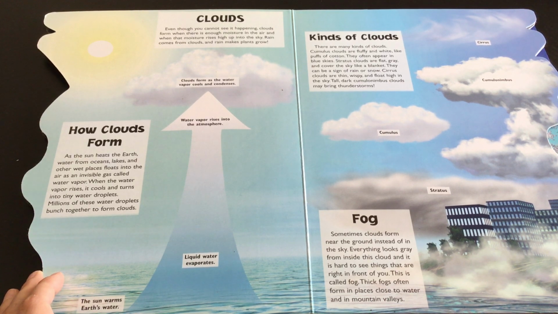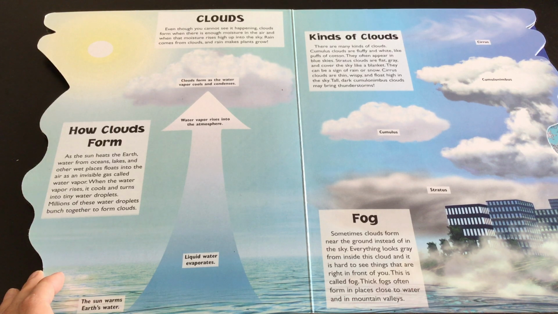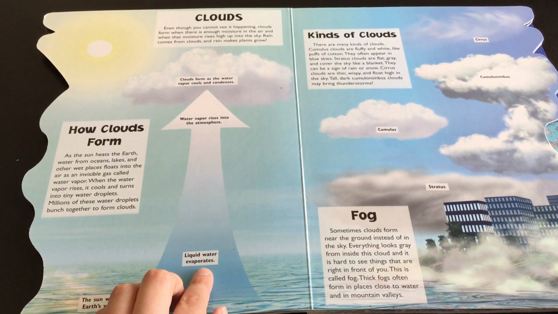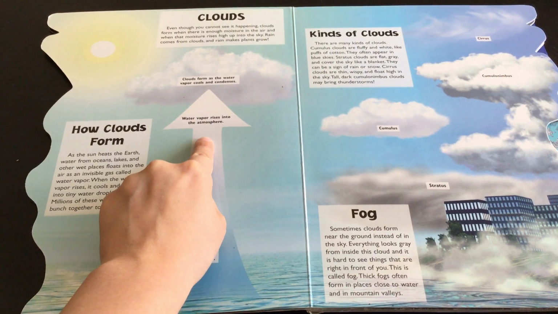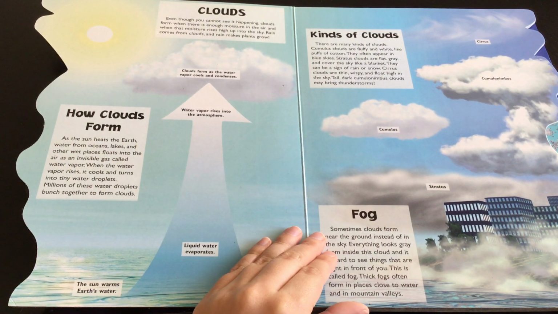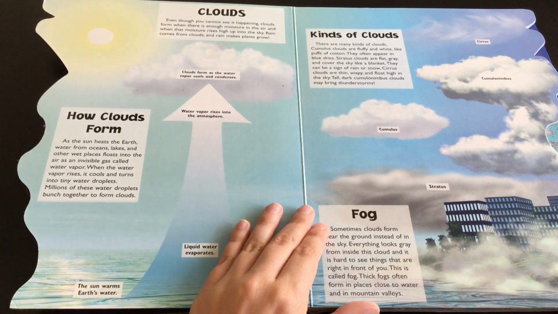How clouds form. As the sun heats the earth, water from the oceans, lakes, and other wet places floats into the air as an invisible gas called water vapor. When the water vapor rises, it cools and turns into tiny water droplets. Millions of these water droplets bunch together to form clouds. The sun warms Earth's water. Liquid water evaporates. Water vapor rises into the atmosphere. Clouds form as the water vapor cools and condenses.